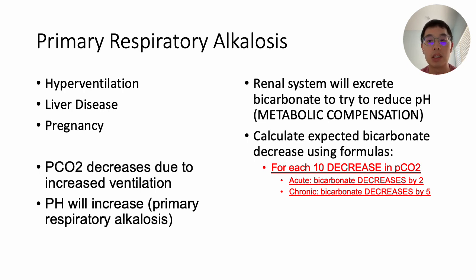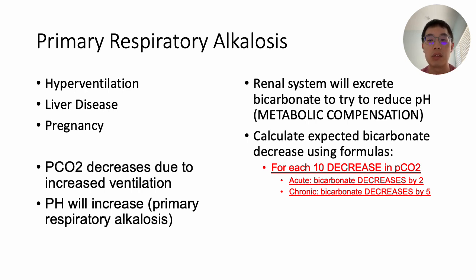Hyperventilation or any medications that induce hyperventilation can cause a respiratory alkalosis. Additionally, liver disease and pregnancy round out the most common causes of chronic respiratory alkalosis. Recall that in a respiratory alkalosis, the PCO2 will decrease as a result of increased ventilation and removal of carbon dioxide. From the Henderson-Hasselbalch equation, we expect that the pH will increase in this situation.